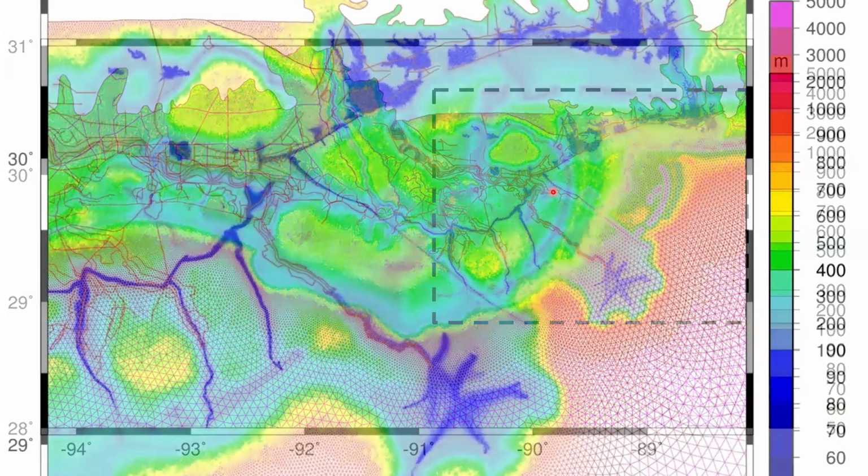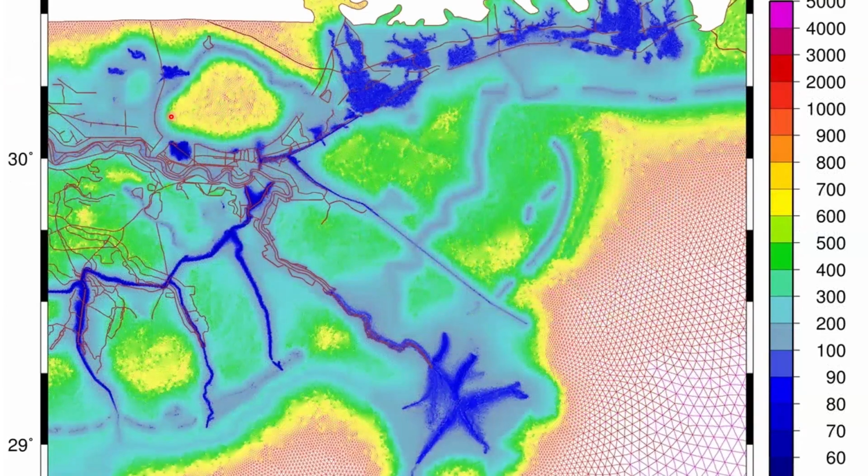If we do one more zoom in here, I want to point out that a lot of these brown lines that you see here, those are levees and flood walls that are input into the model to represent the protection structures.